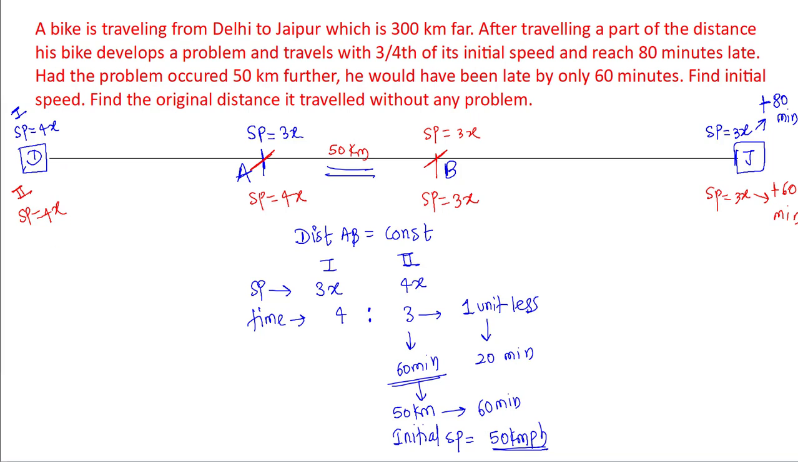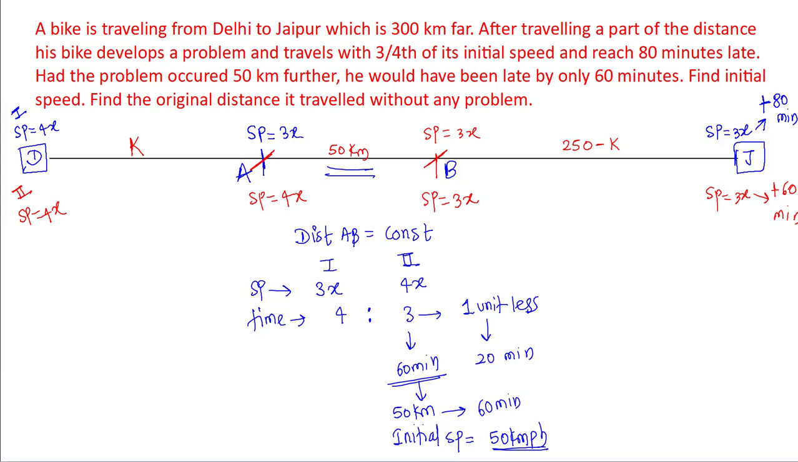Let's say the dA distance is k. And BJ distance becomes how much? Total distance is 300 kilometers. Out of that 300, let's subtract 50 for AB. 250. So the BJ distance becomes 250 minus k. Now we need to find the distance. We need to find the original distance it traveled without any problem, means we are supposed to find the value of k.